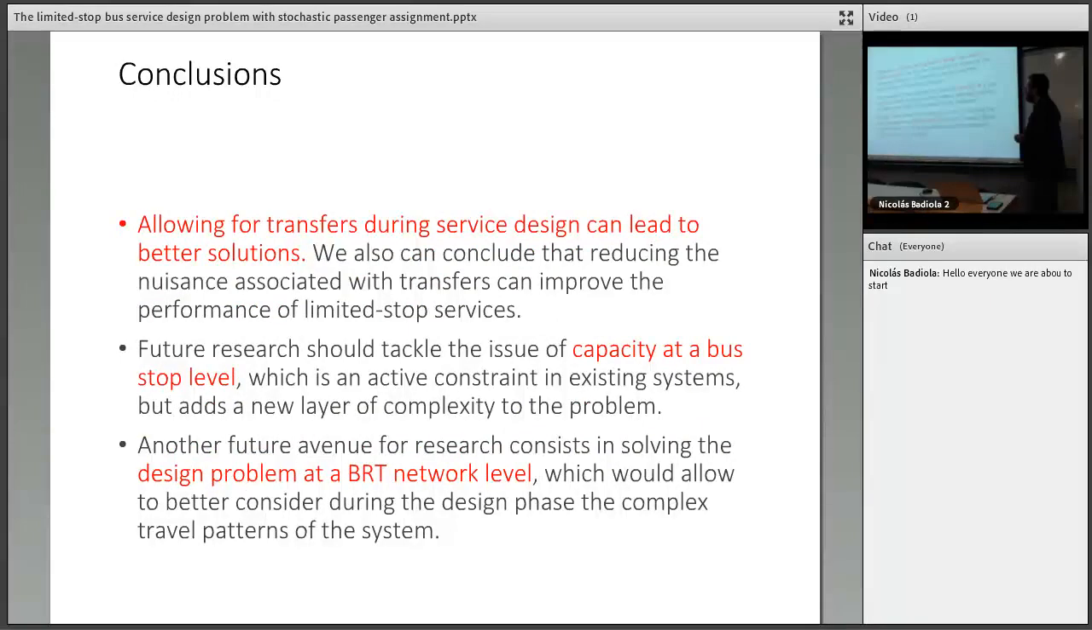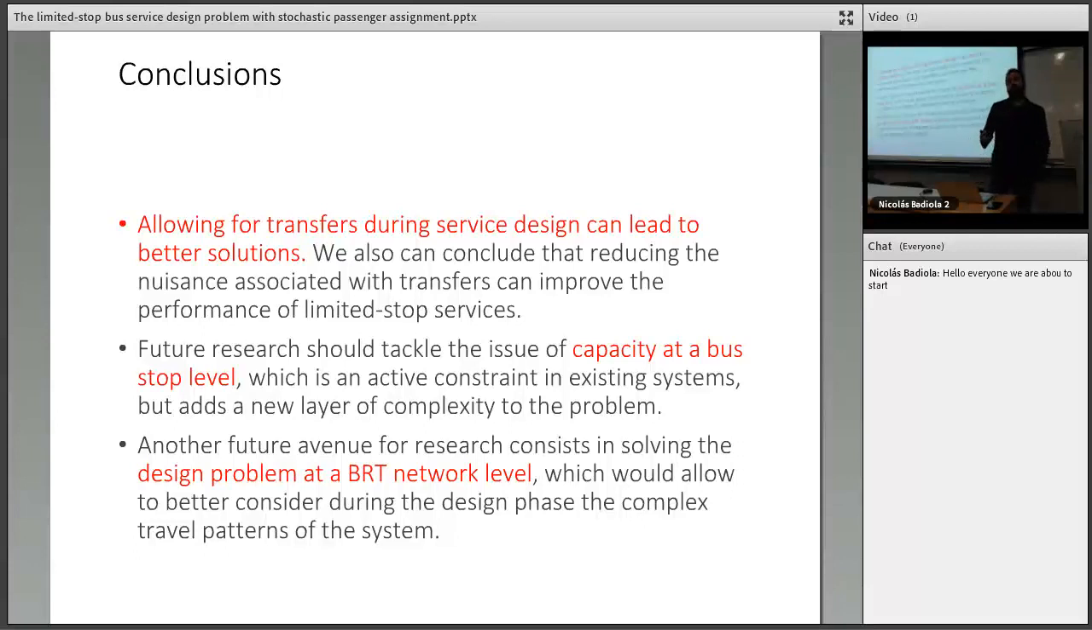Allowing for transfers during service design can lead to better solutions. We have seen that reducing the nuisance associated with transfers can improve the performance of limited stop services.